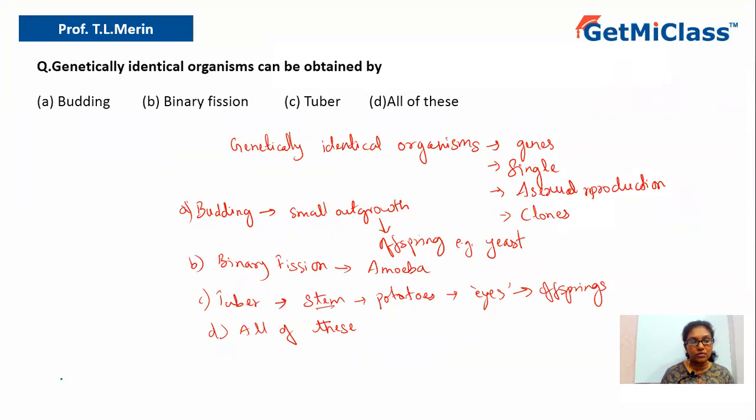So let us conclude the answer. So what should be the answer? The answer for the question which says genetically identical organisms can be obtained by, it should be all of this. So option D is the right answer. That is all of these.